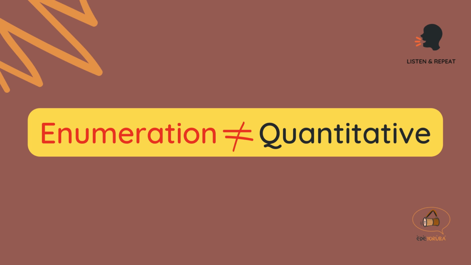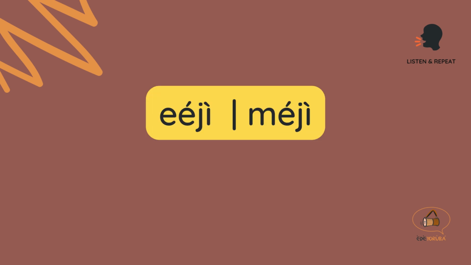What do I mean by this? Look at this example. You have the one on the left and the one on the right. They both mean the number 2 in Yoruba. But the one on the left-hand side, ẹ̀ẹ́jì, is the enumeration. That's when you're counting in order. The one on the right-hand side, méjì, is the quantitative. In this lesson, we're going to be covering the quantitative version of counting numbers.